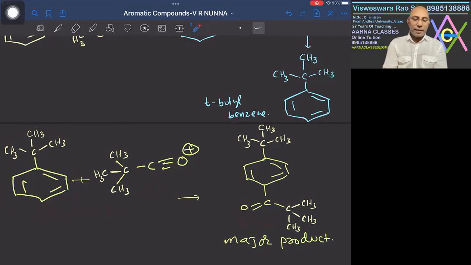You can ask me, sir, you are telling that it is ortho-para directing. Ortho-para directing means, why not let the acyl carbocation enter into the ortho positions? You are exclusively telling it is the major product, with the acyl group entering the para position. That is easy. Not only electronic effects, you have to see the steric effects in order to decide the product. Tertiary butyl is a really big group. That big group sterically hinders the ortho positions. So the acyl carbocation has no way other than to go into the para position, and you will get the para substituted product, and this is the major product here.